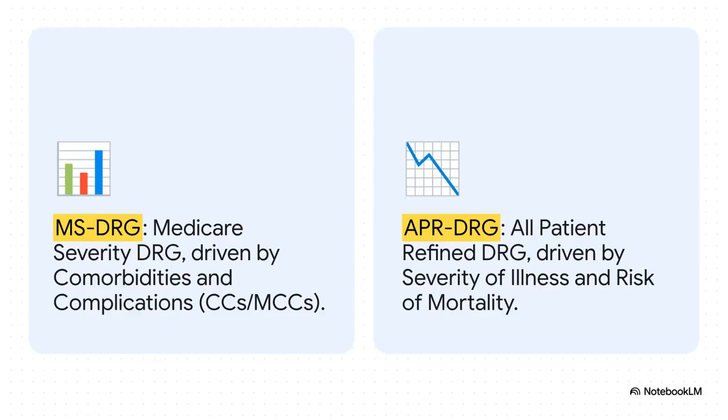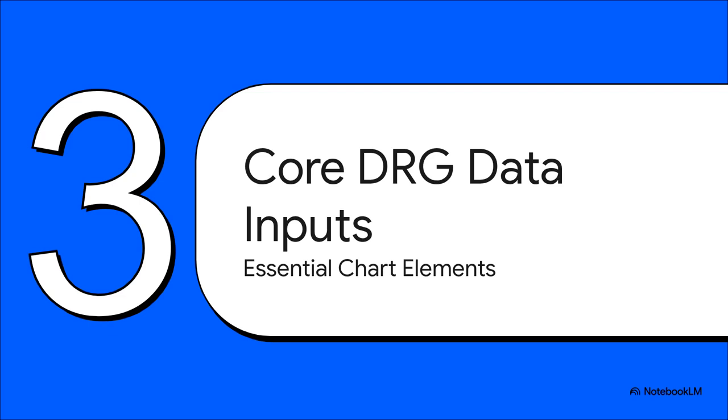Now, what's really interesting is the core difference between the two main types of DRG systems you're going to encounter. First, there's Medicare's MS-DRG system. This one adjusts for severity using comorbidities and complications, what we call CCs and MCCs. Then, on the flip side, you have the IPDRG system, which is often used by Medicaid. It takes a totally different approach by using a 4-level scale to measure the patient's overall severity of illness and risk of mortality. Okay, Section 3, core DRG data inputs.